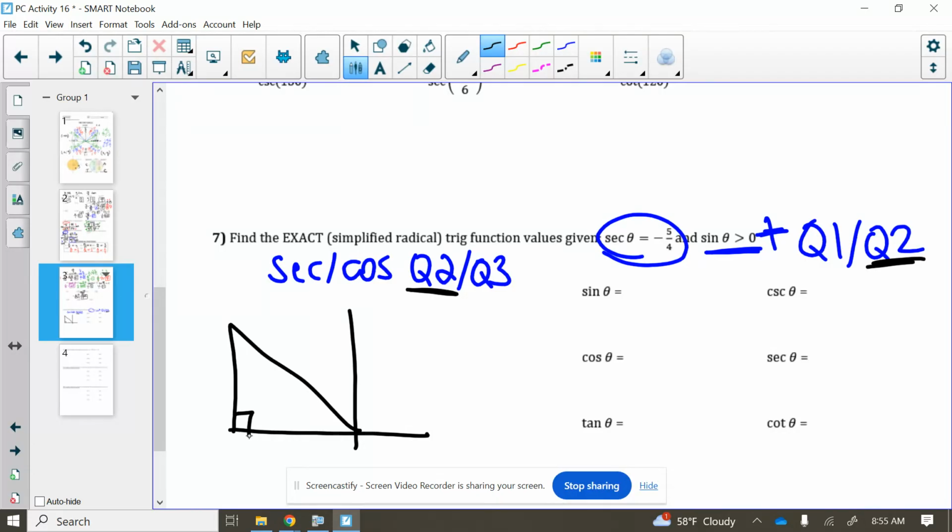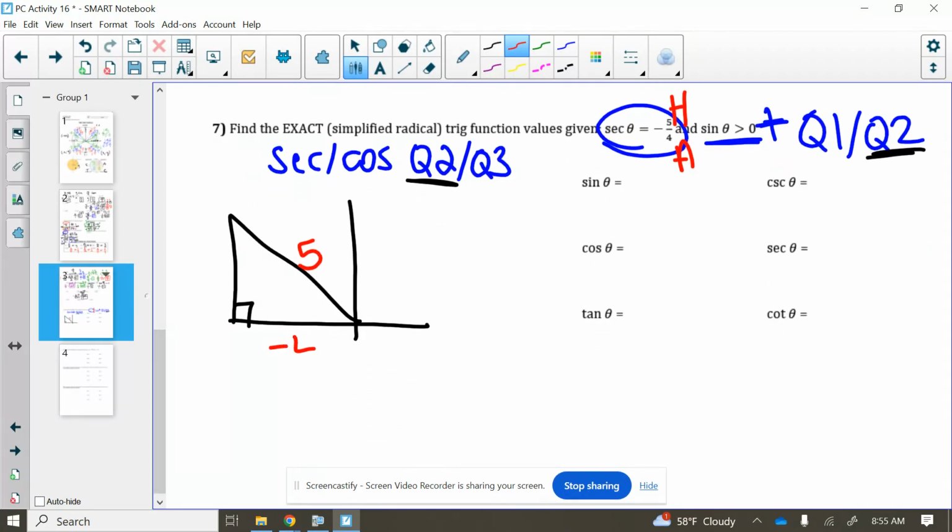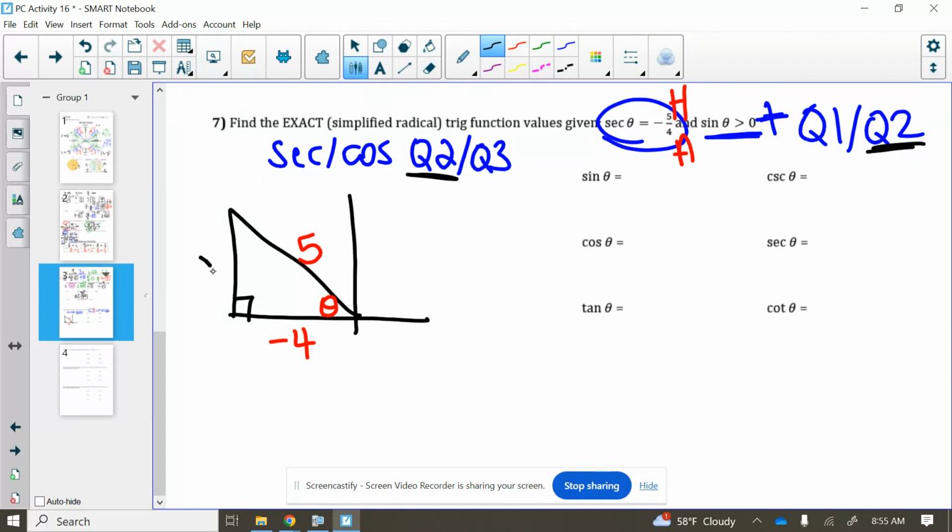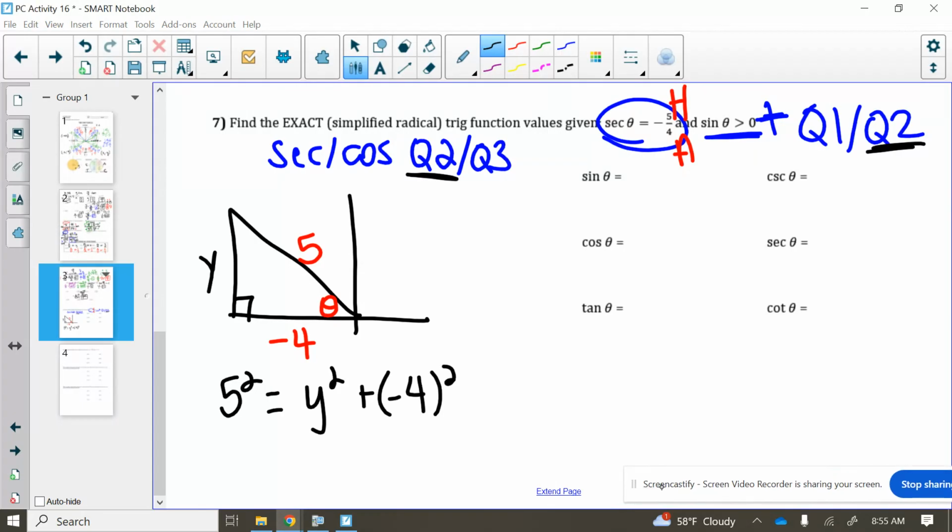Now our secant is our hypotenuse over our adjacent side. So in this triangle, they are giving us that the hypotenuse is 5 and the adjacent side, aka the x value to our angle here, is negative 4. Now the last piece that we need to find over here, this y value, can be found using some Pythagorean theorem because we have a squared plus b squared. We can make that our c squared or help us find that c squared.